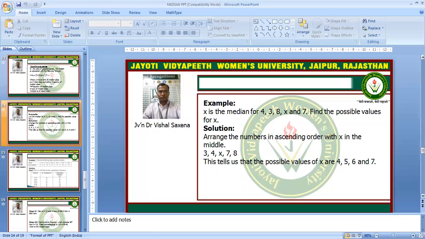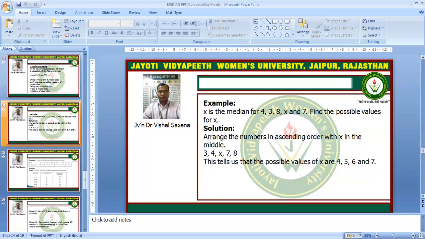Now we take an example for this. X is the median of the series 4, 3, 8, x and 7. Then find the possible values for x. So the question is, if x is the median for the values 4, 3, 8, x and 7, find the possible values for x.